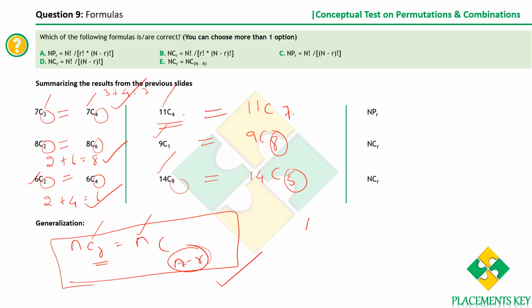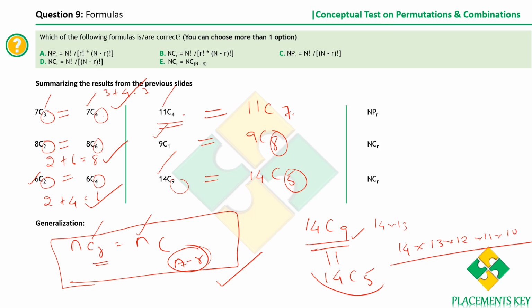For example, if in an exam you are supposed to find 14C9, it is kind of difficult because you need to write 14 into 13 into and so on, 9 numbers. But rather you can calculate 14C5 because that is simpler than this, right? Therefore we'll only have to calculate 14 into 13 into 12 into 11 into 10 divided by 5 factorial. Is that clear? Instead of actually writing down this, you can go by this. This is when this formula might help you.